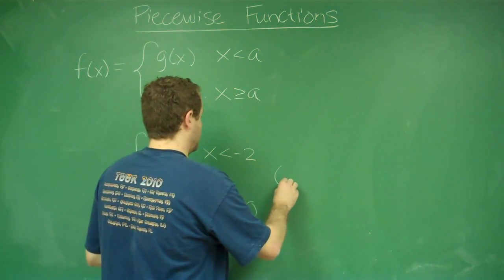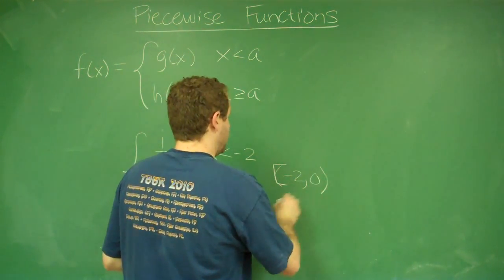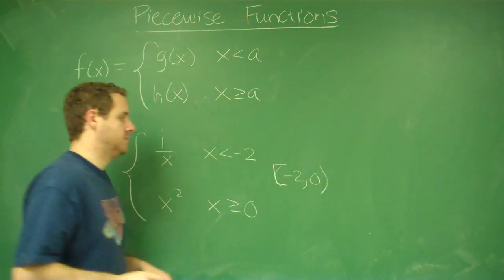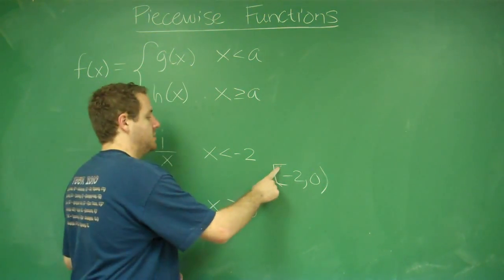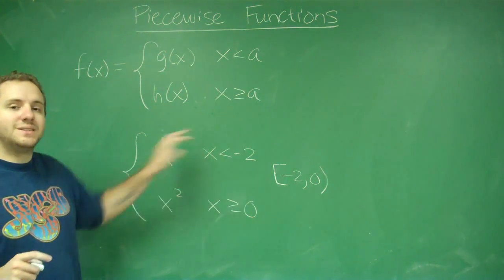So this range here, negative 2 to 0, is not in our domain. And I put a bracket around negative 2 because negative 2 would not be in the domain, because we only have things less than it.